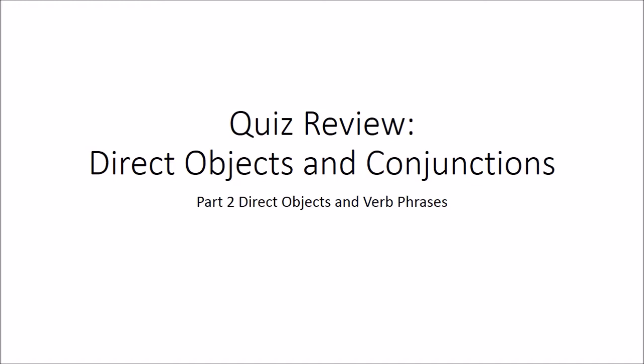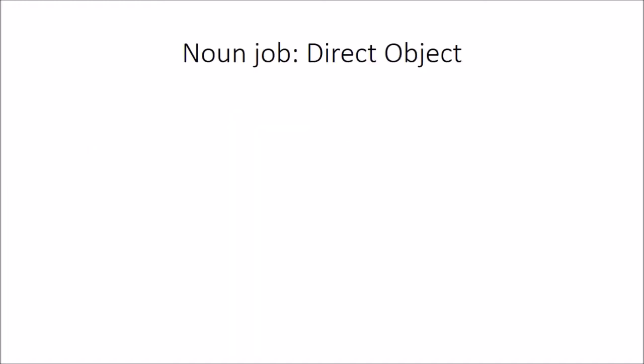In this part of the review, though, we're going to bring in compound verb phrases, which brings in the conjunctions and how to use a conjunction when you have verb phrases. So some of it will be definitely directly related to our quiz when we do the compound part. But it's good to review the verb phrases anyway, because that's one of the things that people miss sometimes when they're trying to diagram. So the noun job of direct object.